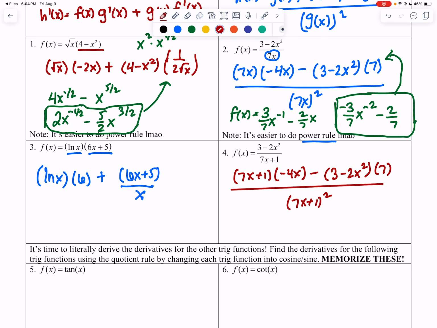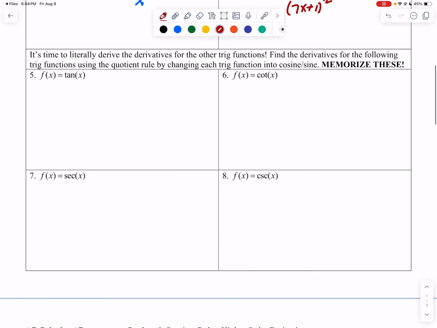All right. We are gonna do 5 through 8 in class together. I think this is really fun. Finding the derivatives of the trig functions, using quotient rule. Lots of fun.